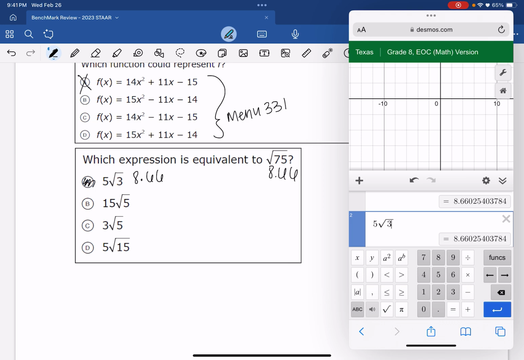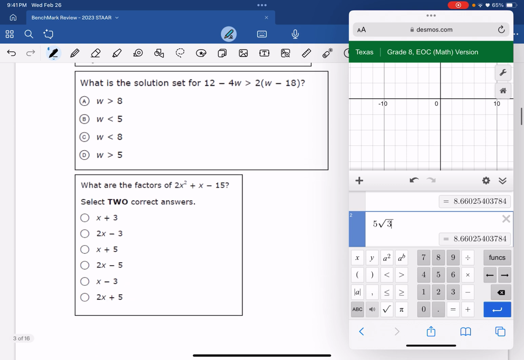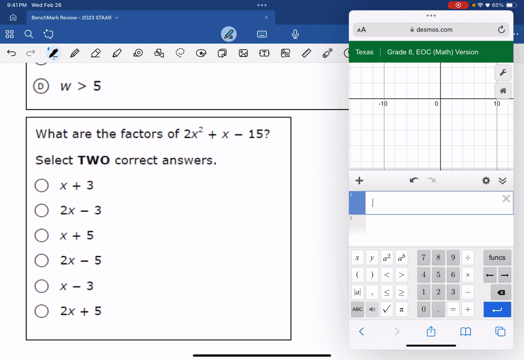All right, and then, solution. Okay, factors. Here we are again. This is anytime it asks for the word factors, and you see an x squared, this is menu 331. So if I were to just put it in Desmos, because I can still use Desmos, because remember, a solution is where it crosses the x-axis.